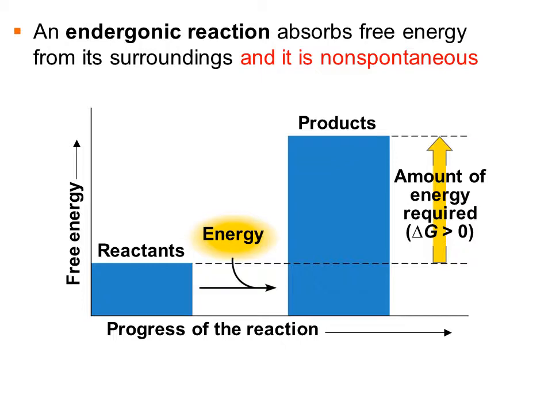So an endergonic reaction absorbs free energy from its surroundings. In order to synthesize a starch molecule from many glucose molecules, you will need to absorb energy. That reaction has to absorb energy. In order for you to create a protein from amino acids, that is also an endergonic reaction. To create the protein, you have to absorb energy.